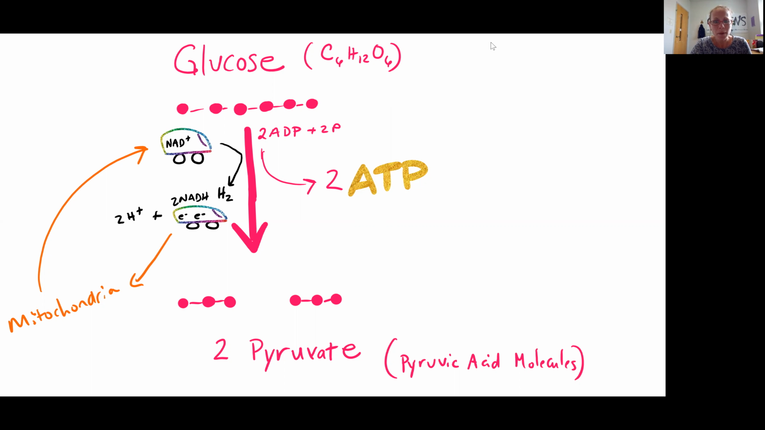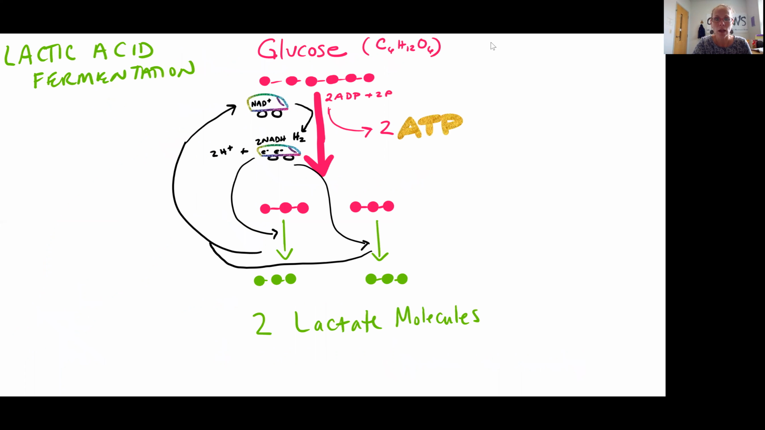So what happens if there is no oxygen available for the mitochondria? Remember, the mitochondria requires oxygen. So if there's no oxygen, how are you going to get your NAD+ recycled back into the cell for use? And so that's where fermentation comes into play.